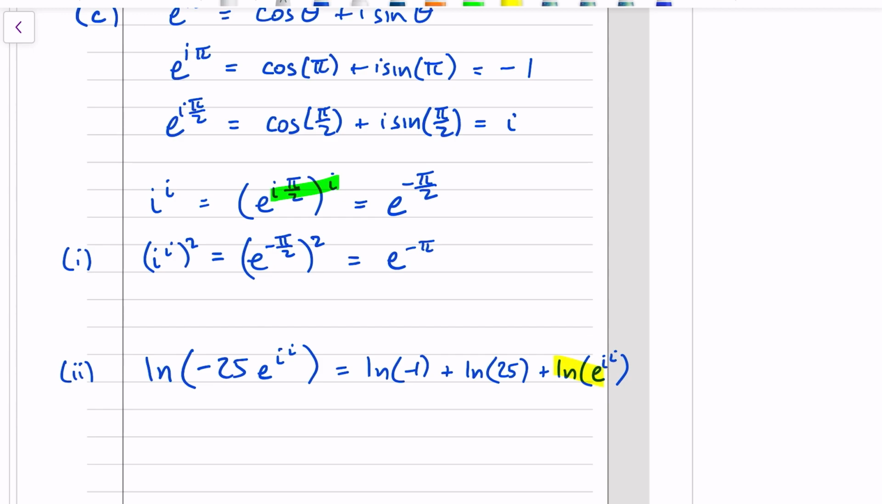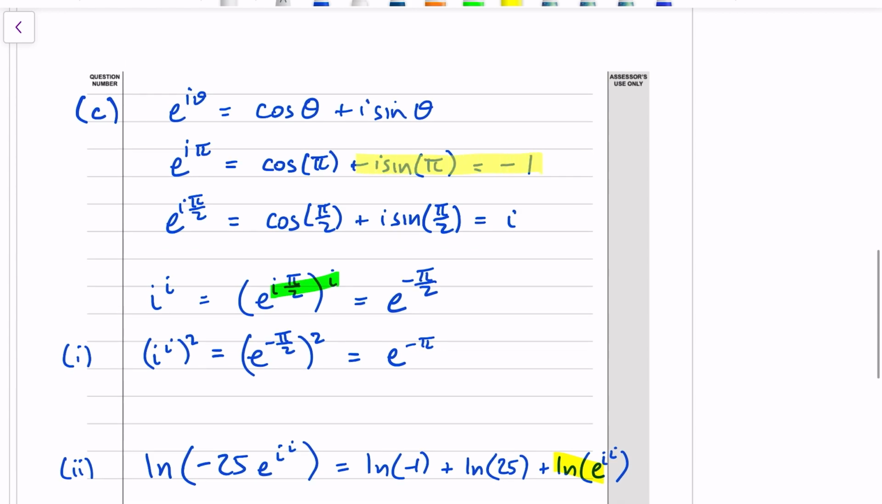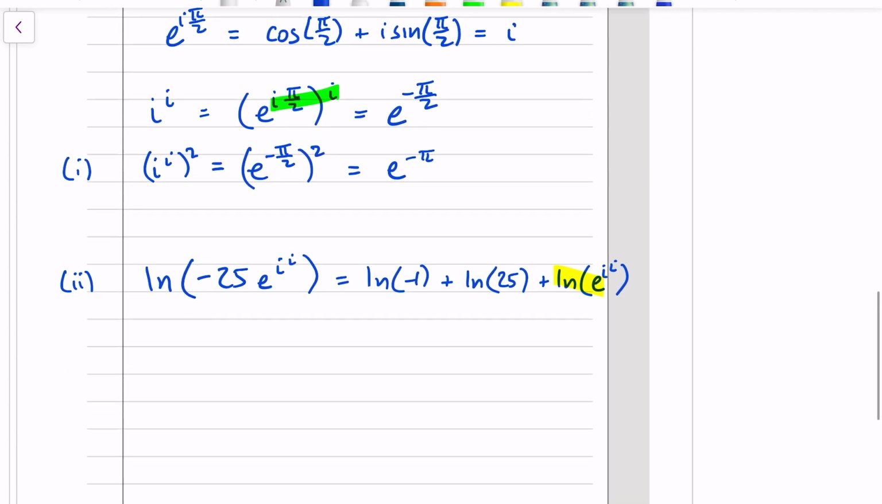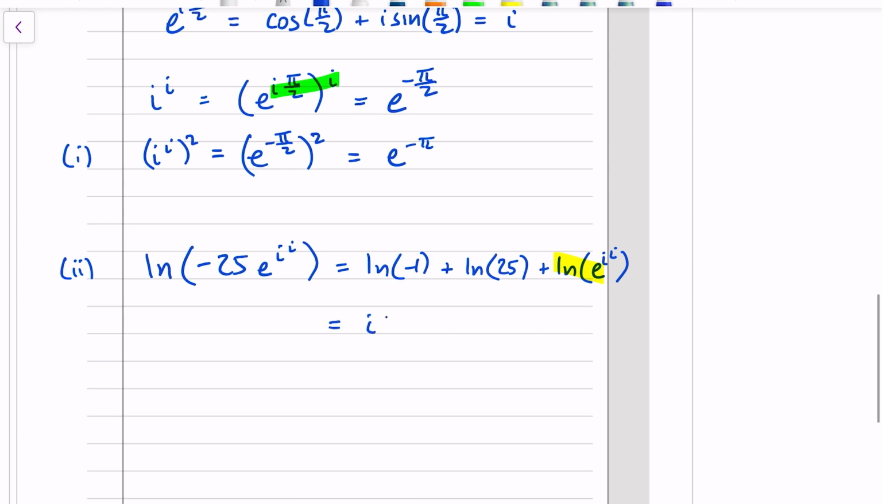Log of 25 is a real number. The problem is, what is log of -1? I could cheat on the calculator and ask what is log of -1, but I don't need to. I just use this relationship. e to the i pi is equal to -1 means the log of that will be i pi. So I get i pi plus log of 25, which you can write as log of 5 squared if you want, and then plus i to the i.